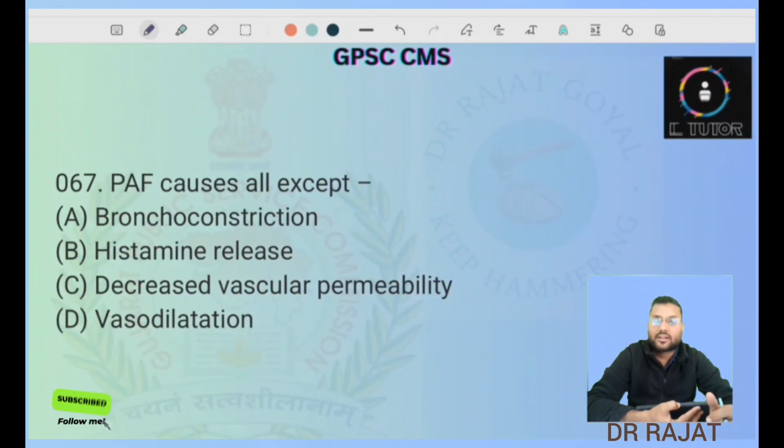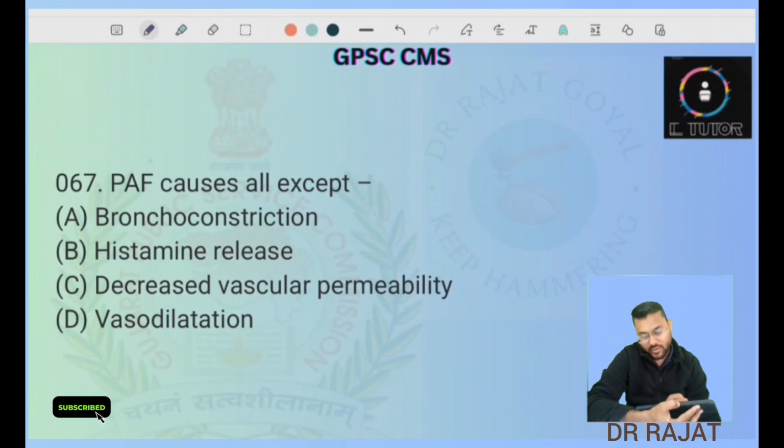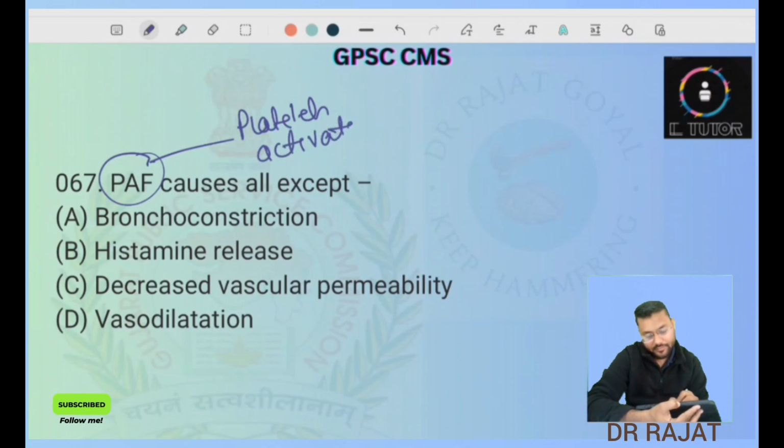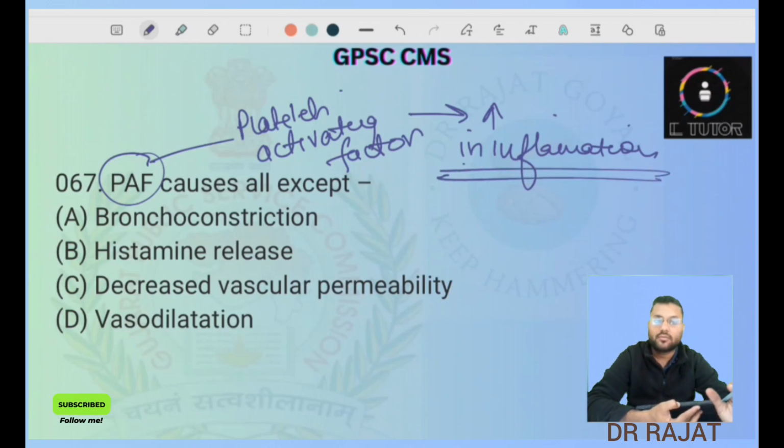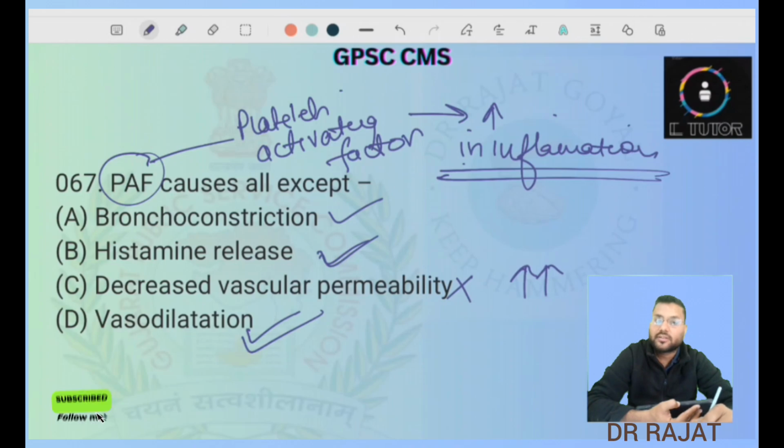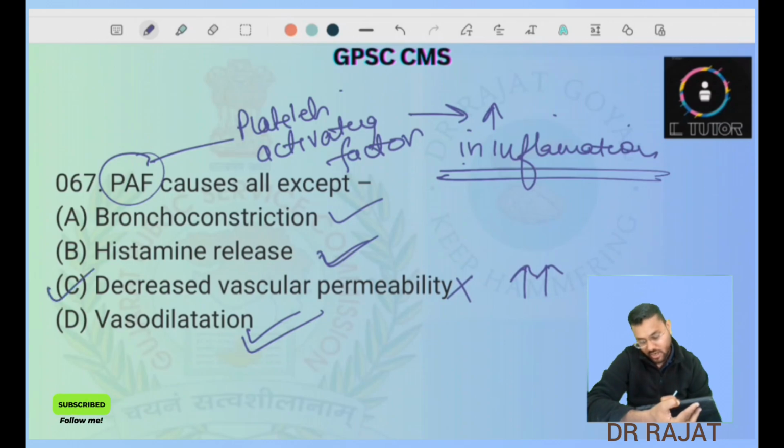Platelet activating factor, PAF, causes all except. So what is PAF? Platelet activating factor, and it will lead to increase in inflammation. Now, during the process of inflammation, bronchoconstriction will be there. This is true. Histamine release will be there. This is true. Decrease in vascular permeability. No, this is not true. Increase in vascular permeability will be there. And vasodilation will be there. So here the answer is that PAF will not cause decreased vascular permeability. Instead, it will lead to an increase in the vascular permeability. So the answer will be option C.